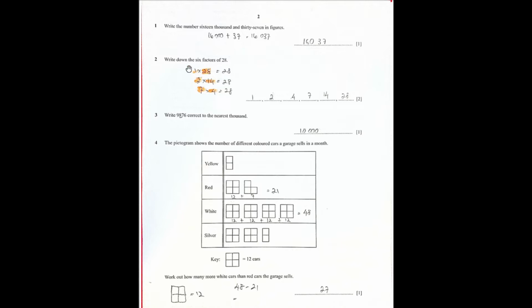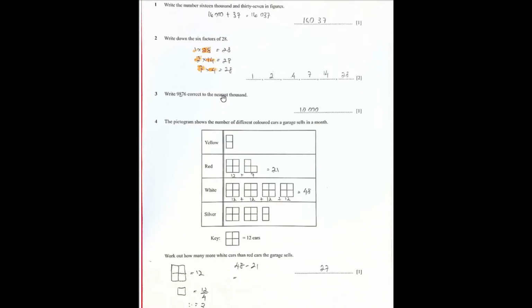Moving on, we have the second question, which says write down the 6 factors of 28. Now, we have 6 numbers that are suitable to be the factors of 28. Those are 1 times 28 gives you 28. So 1 and 28 are the factors of 28. And we have also 2 and 14 because if we multiply both of them, we will get 28. And similarly, we have 7 times 4, which will also give us 28. Hence, 7 and 4 are also the factors of 28.